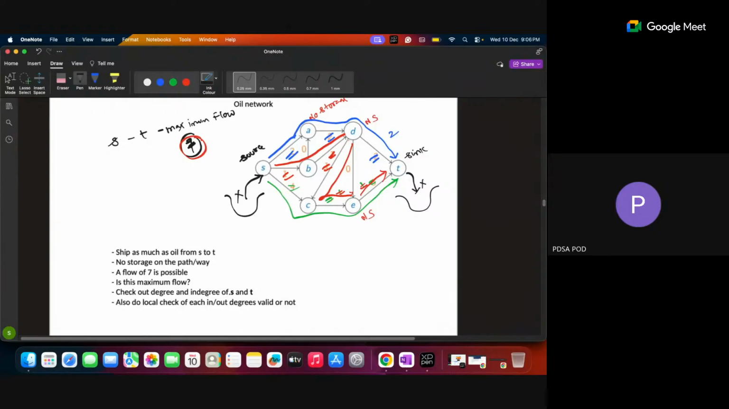Check the out degree of S and the in degree of T. We checked that, and based on it we figured out the maximum flow is 7. But also check the in and out degrees of the local vertices, meaning the inner vertices A, B, D, C, and E. Inflow and outflow of these you also need to check. Then only can you validate that maximum flow. I think you understood what network flow is. Is it clear? Yes, sir.